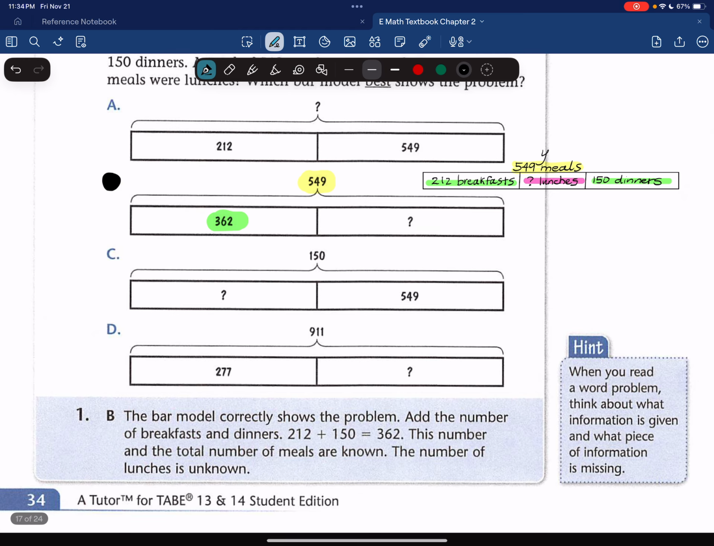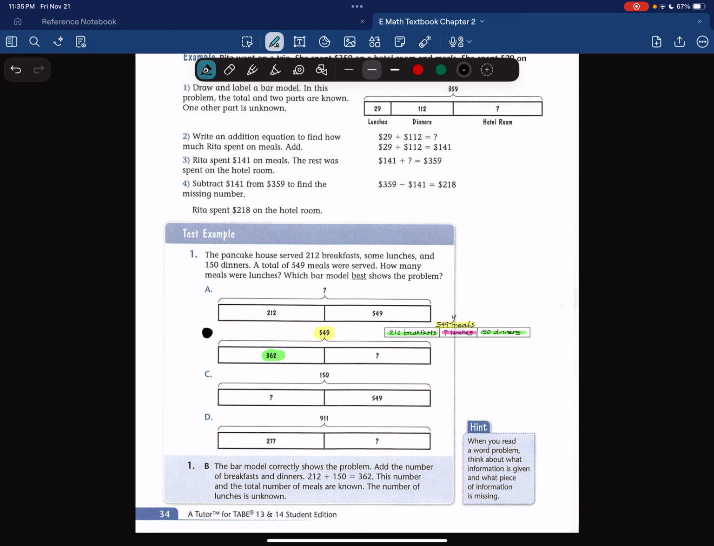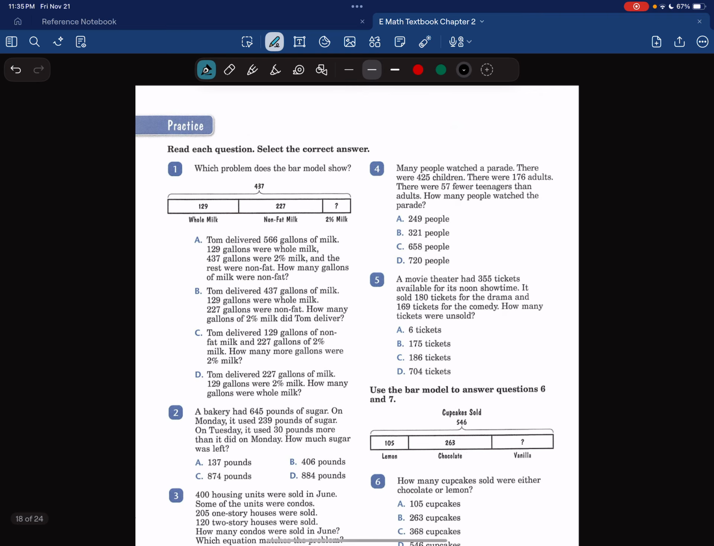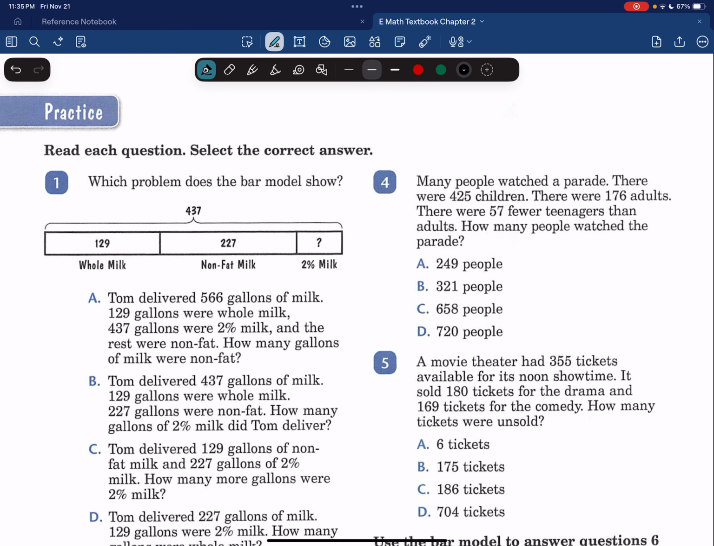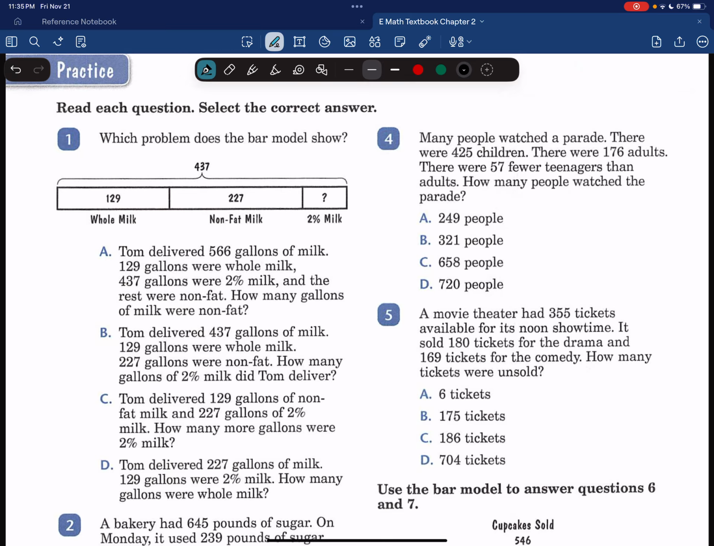Hint. When you read a word problem, think about what information is given and what piece of information is missing. On page 35, let's practice. Which problem does the bar model show?